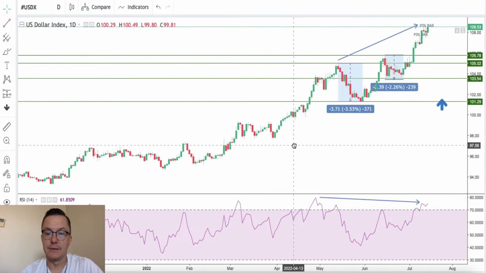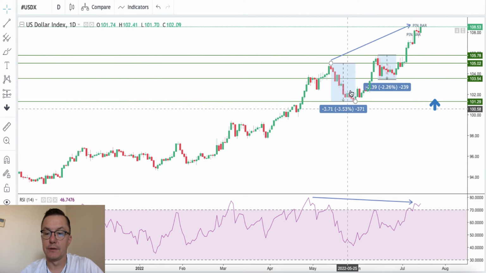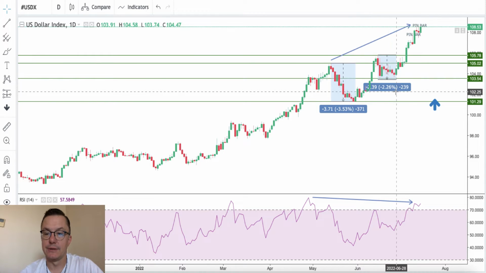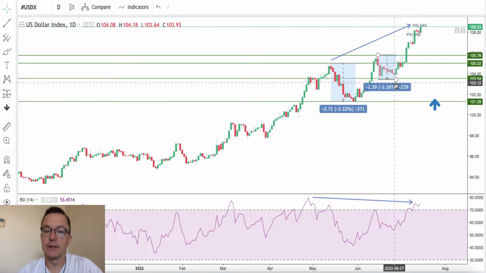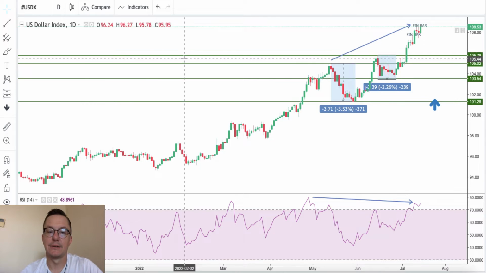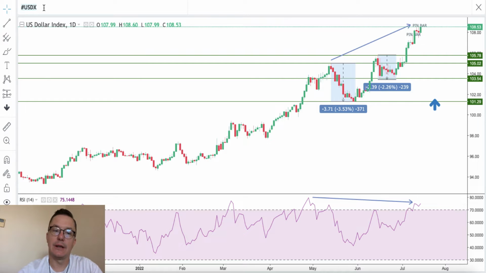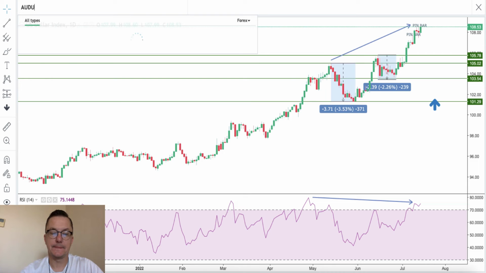As you can see, really here we have only minus 3.5% last correction, then 2.26. This is not enough to put the market back into the downtrend. So we are trending in the US dollar index. US dollar is the king.